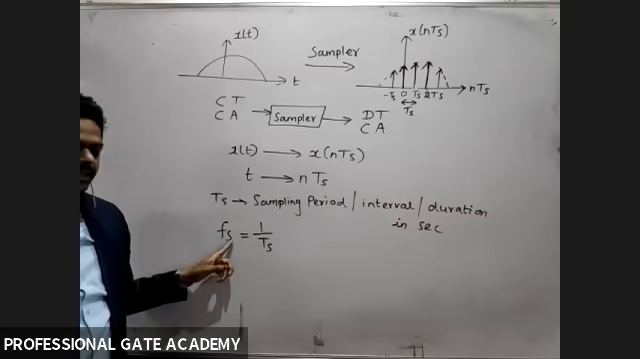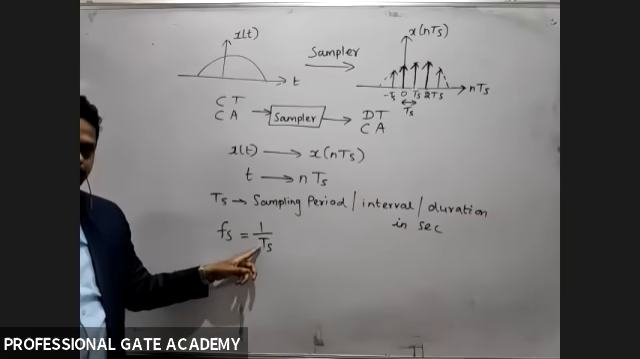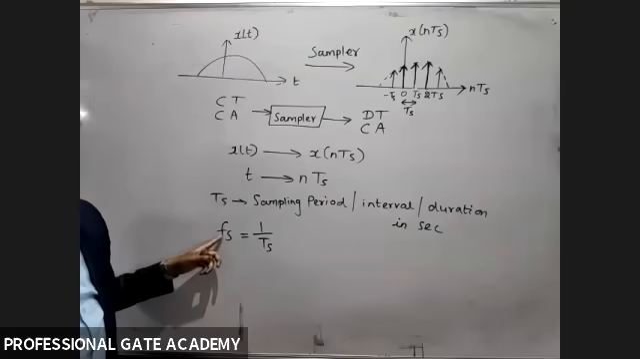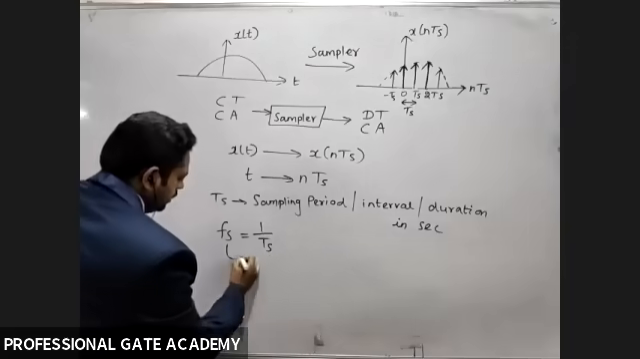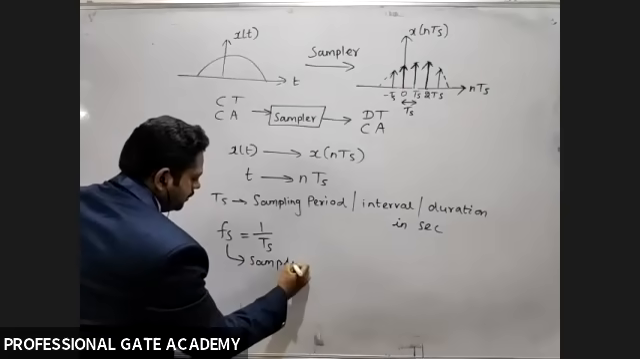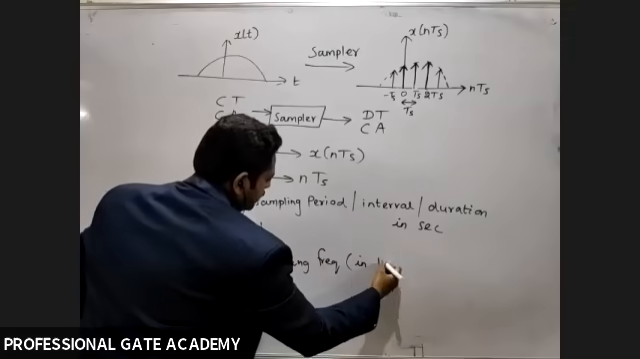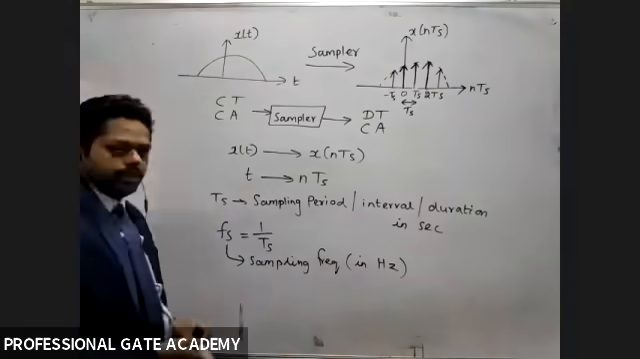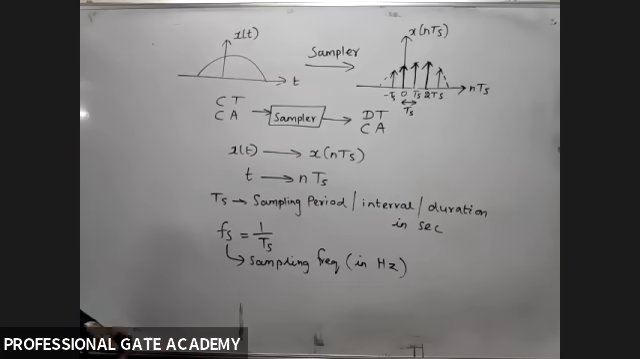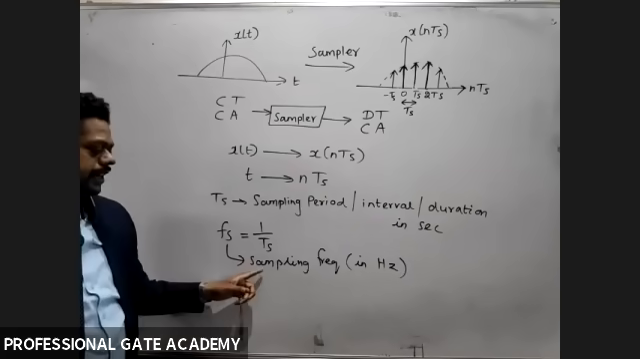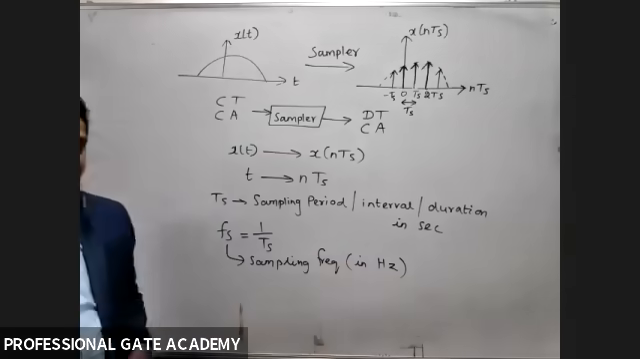Next term: Fs equal to 1 by Ts. Here Ts is called the sampling period. What is Fs? Fs is called the sampling frequency. What is the unit? Hertz, the unit of frequency. So here Fs is called the sampling frequency in hertz.